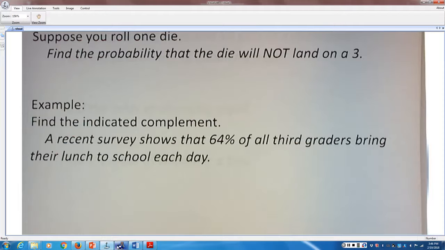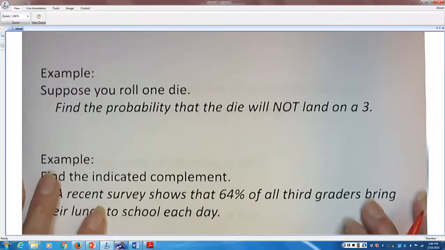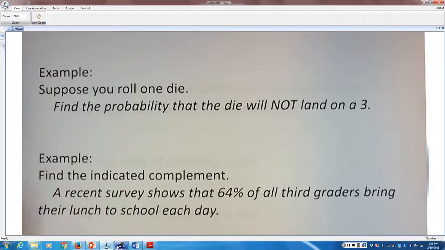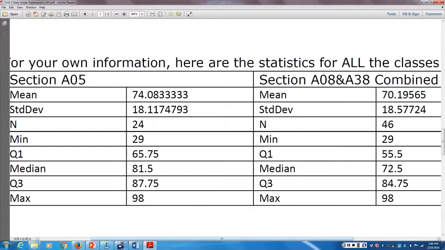Okay, let's talk about probability. We're going to go back to the PowerPoint for a minute. It's the wrong place.